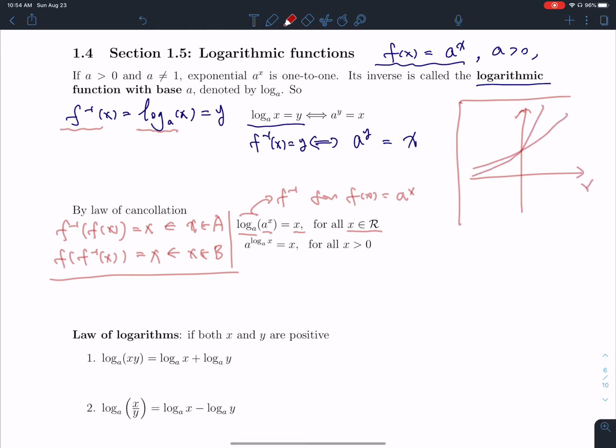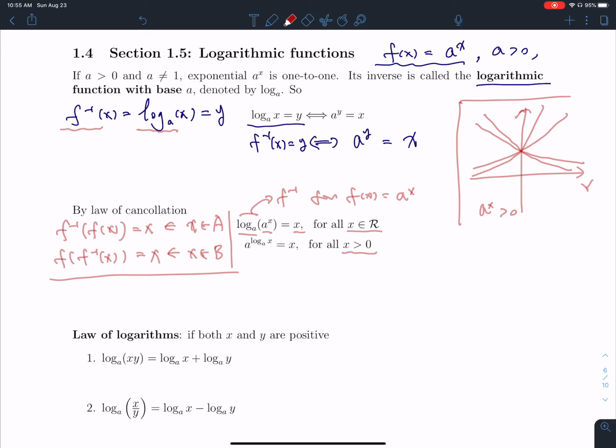Okay, the range of the exponential function is just bigger than 0, right? So all the a to the x will be bigger than 0. That means the logarithmic function can only choose a value that is bigger than 0. So the input of the logarithmic function, which is the output of the exponential function, has to be bigger than 0. So this is what we notice here.